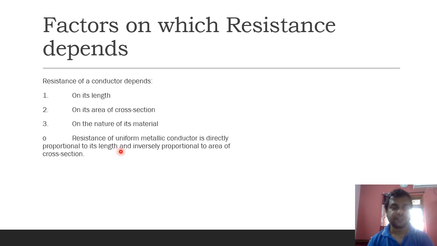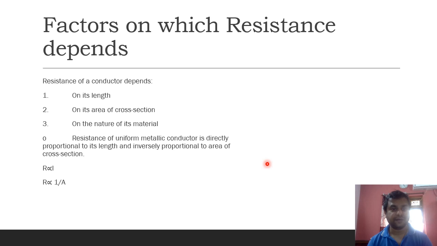The resistance of a uniform metallic conductor is directly proportional to its length and inversely proportional to the area of cross section. Let's look at the formula. Resistance of a conductor is directly proportional to the length of the conductor. So the longer the conductor, the more will be the resistance, because it will encounter more atoms. We know that electrons are attracted towards atoms, and that will resist the flow of electrons through that particular circuit, and less current will flow through.